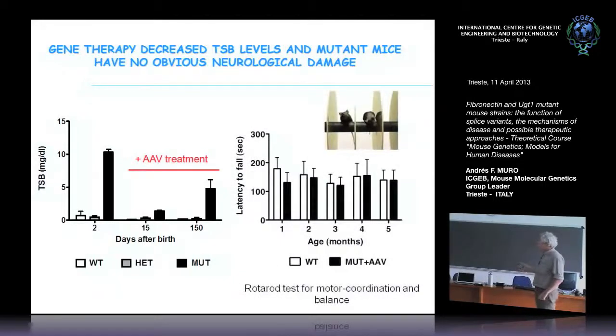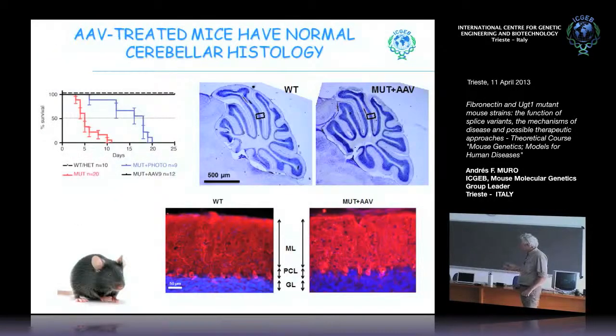Those animals, we did the famous rotarod test we discussed over days, and the animals seemed to be normal, so there was no important difference against the non-treated wild-type animals. We recovered as well all the problems that we have seen in the neonates in the cerebellum.